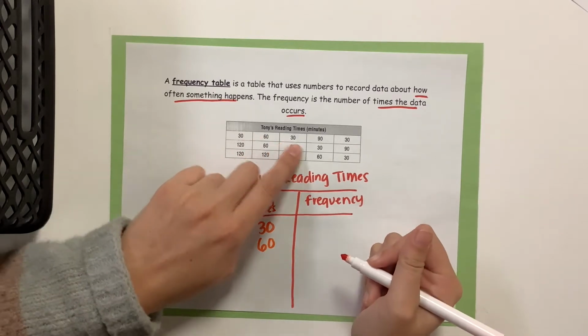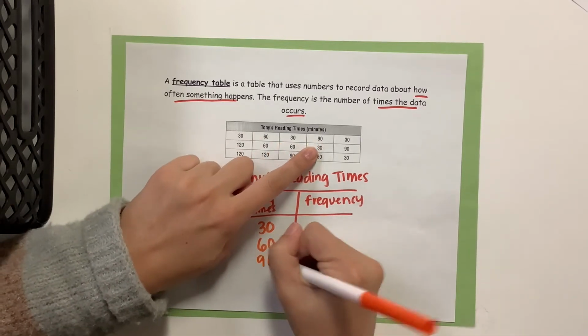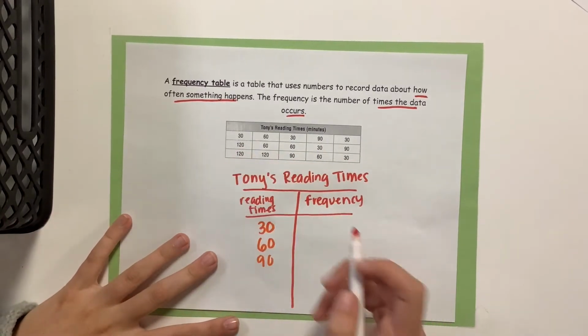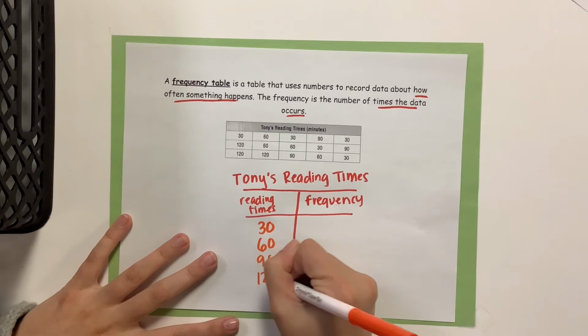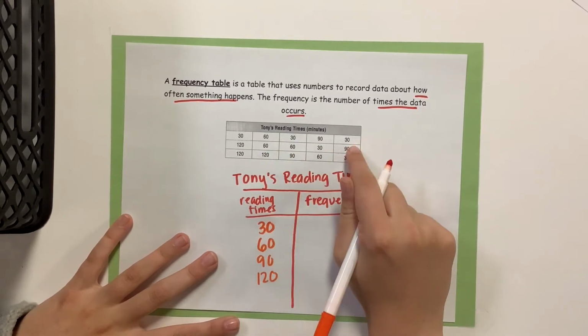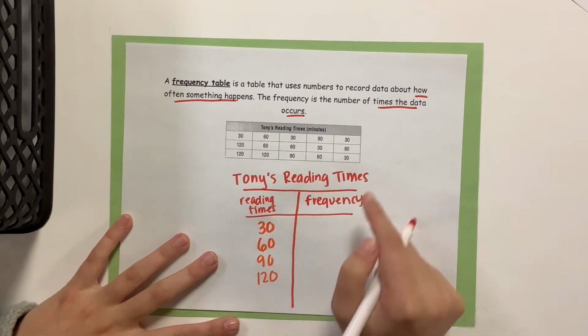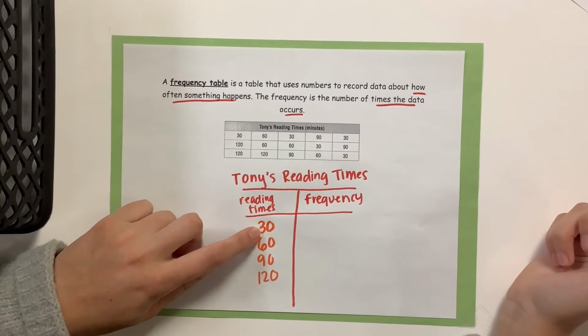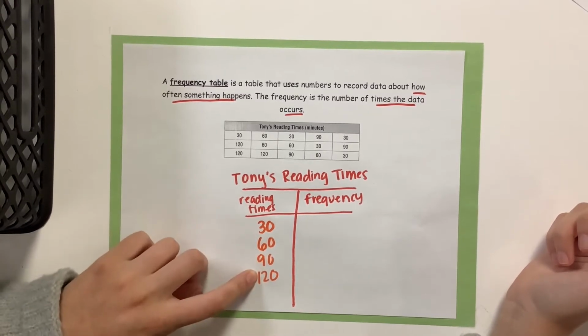30, we already wrote that down. 90. I'm going to find all the new data points. So 120. Okay, I see 60. We got that. 60, 30, 90, 120. Okay, so these are all the different times he reads for. A few times he reads 30 minutes, 60 minutes, 90 minutes, and 120 minutes.